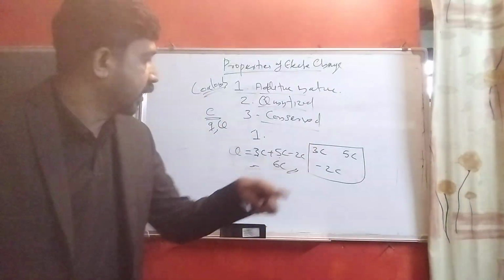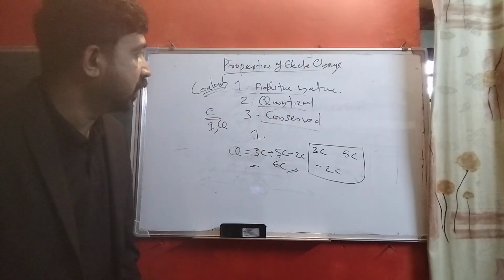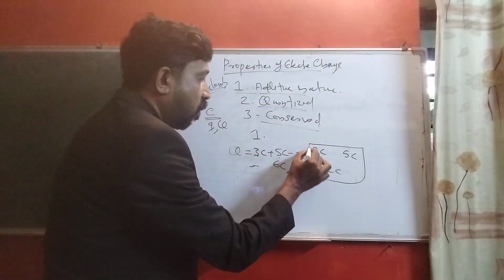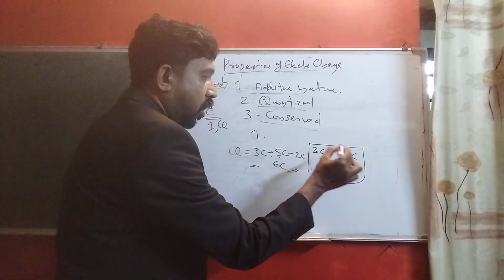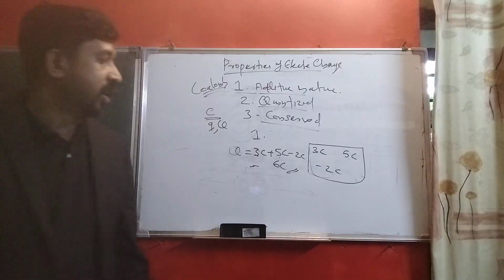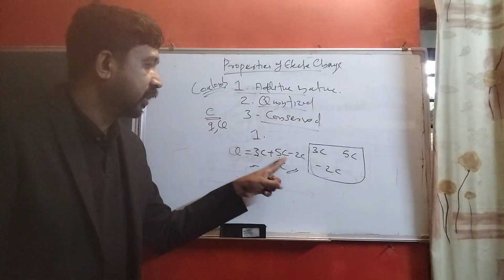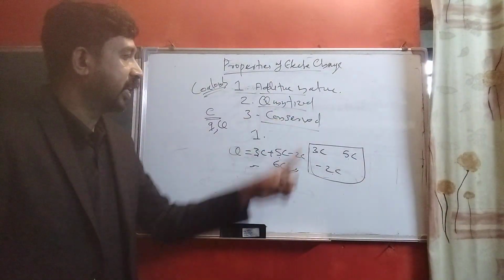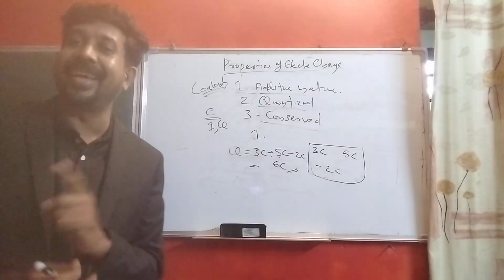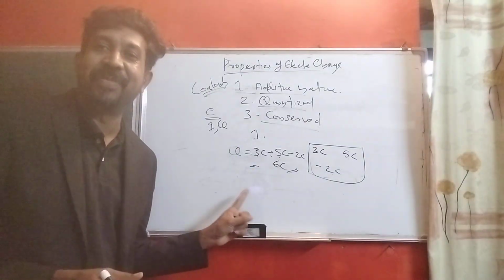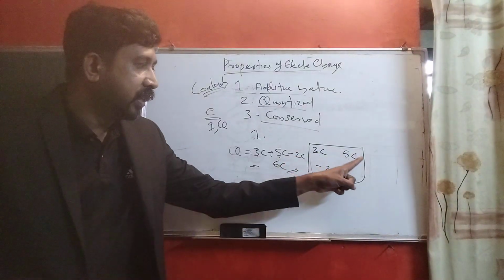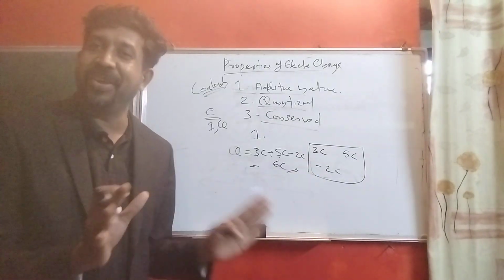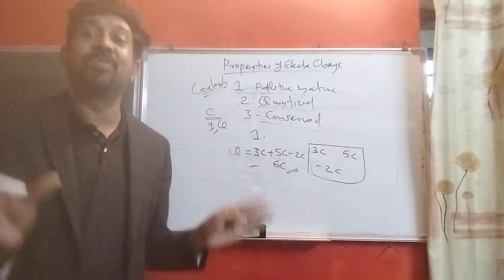Then let us explain this. Electric charge is additive in nature. Suppose we have a body consisting of the charges 3 coulomb, 5 coulomb, minus 2 coulomb. Then the total charge of the body is this plus this plus this, equal to 6 coulomb. Therefore, electric charge is additive in nature. This is the first property: the total charge inside a body is the sum of the individual charges inside the body.